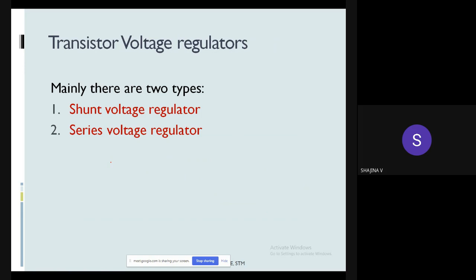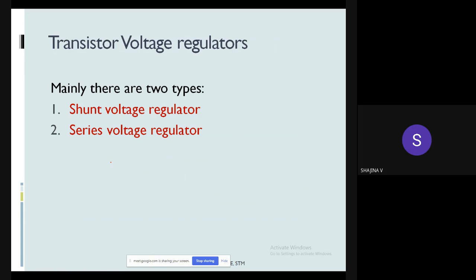A Zener diode, for a large range of current, keeps the voltage constant if we operate the Zener diode in the breakdown region. Remember that: if you operate in the breakdown region, the voltage across the Zener diode will be constant.